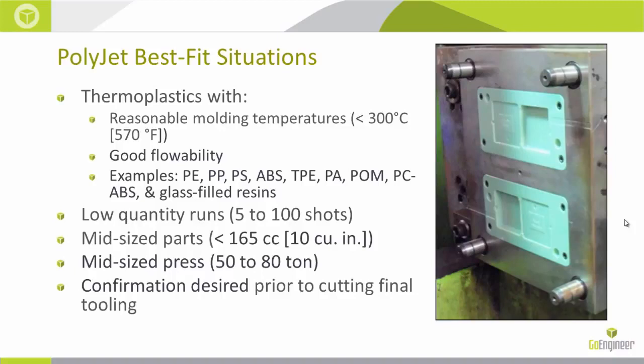Let's say mid-size parts, less than 10 cubic inches volume of material. Mid-size press, 50 to 80 ton press would be about the limit that you'd want to run these on. And really the best fit situation is where you need a part that's created from the true spec material, and you need it prior to developing the full final production mold tooling. All right, so these are some of the situations. If you fall within these situations, then this is something you should be looking at.